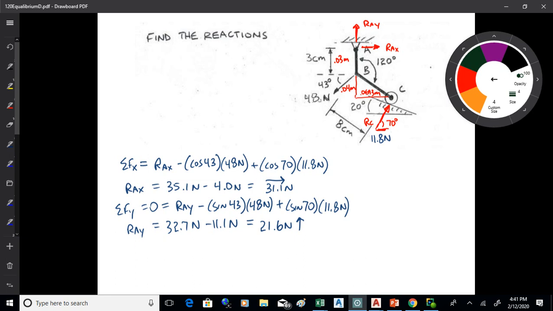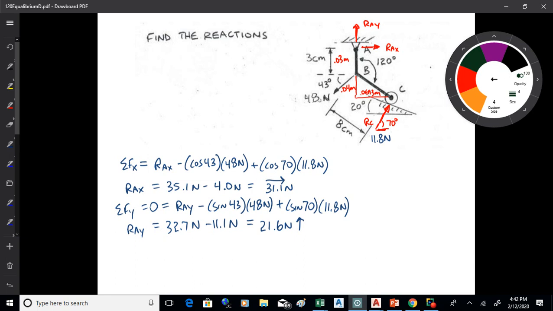I wouldn't assume those are perpendicular. Since it's coming straight down, what's to say that the y component, the sine 43 of the 48 newtons, is gonna rotate the object at all? Because that's going straight down. It doesn't. It was the cosine 43 that rotates down.